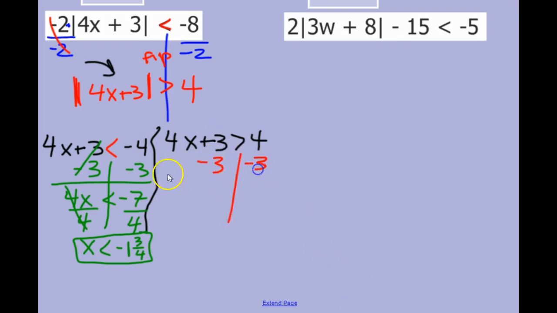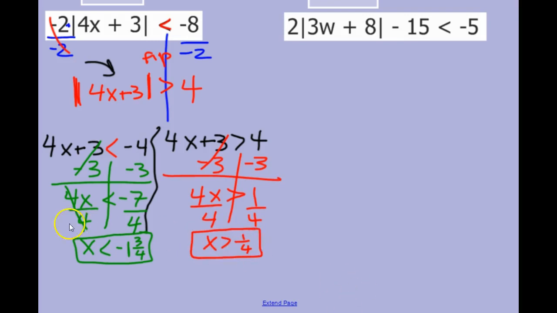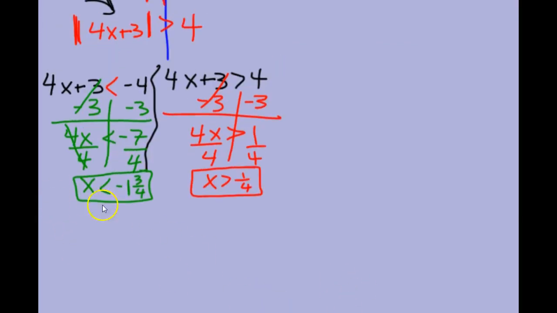Subtract 3 on this side as well. 4x is greater than 1. And divide by 4. 1/4 or 0.25. And then on our number line, our negative is the least, negative 1 3/4. And here we have 1/4.